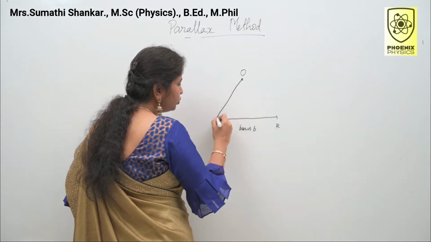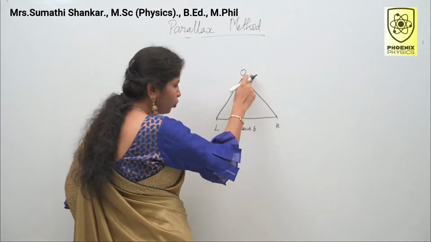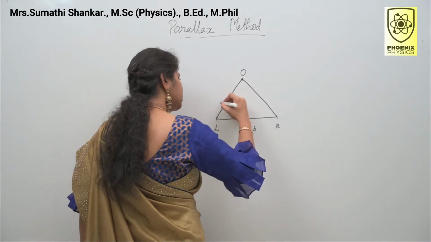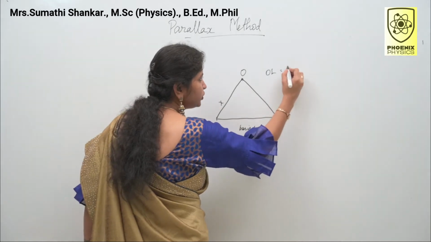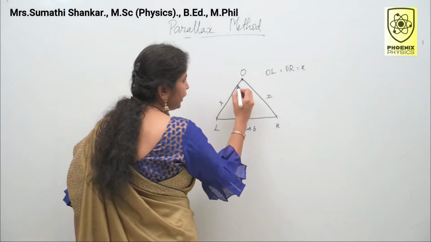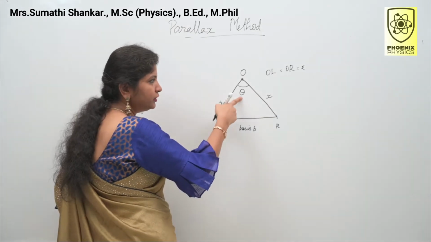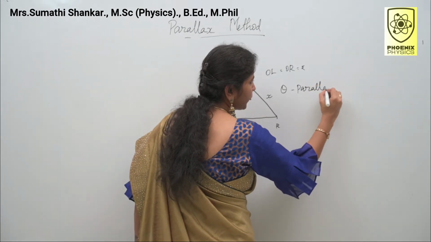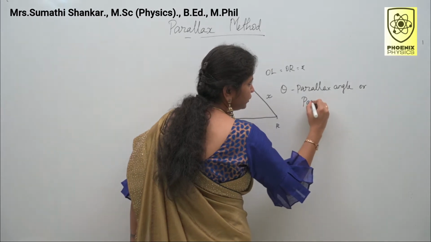I am going to draw two lines from O to L and O to R. The distance OL is equal to X and the distance OR is equal to X, and the angle between these two lines is called theta, and this theta is nothing but the parallax angle or parallactic angle.